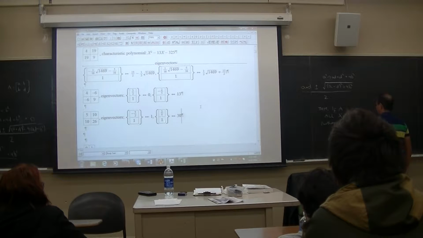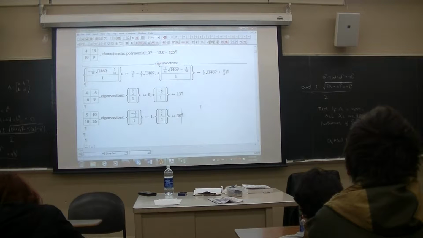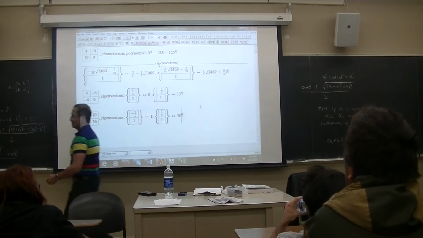Furthermore, if V1 is from one eigenspace, lambda 1, and V2 is from a different eigenspace, lambda 2, if you have two distinct eigenspaces, then V1 dotted with V2 is 0. Magic. Okay, so let me demonstrate that one more time to you.